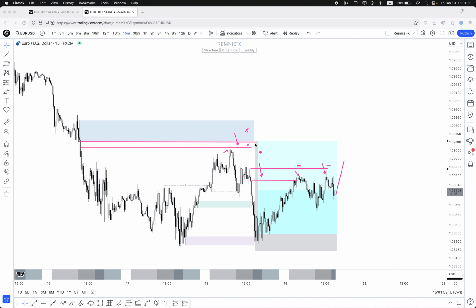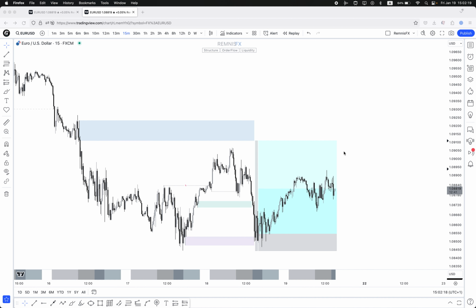Now, if I see obvious reactions, like a lot of wicks and everything, I will consider getting out instead of holding my trade until my initial TP. If I see a reaction from within this fair value gap, I can decide to get out earlier and guarantee at least some profits.